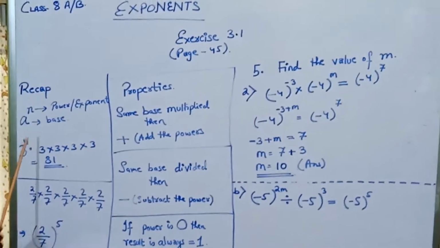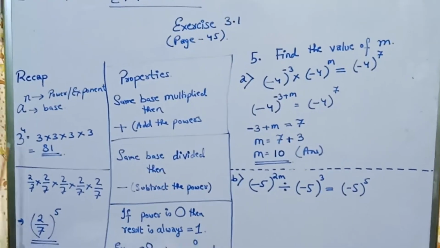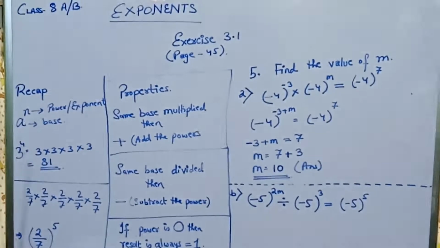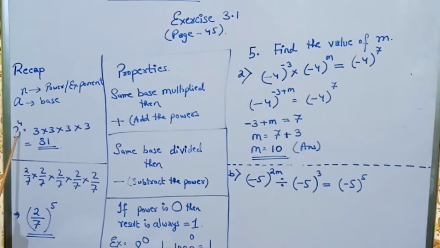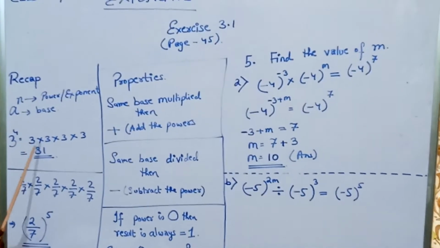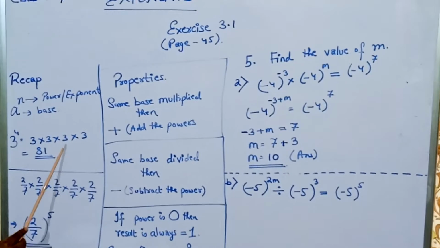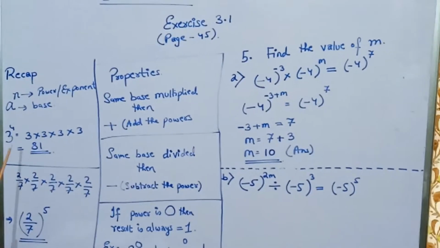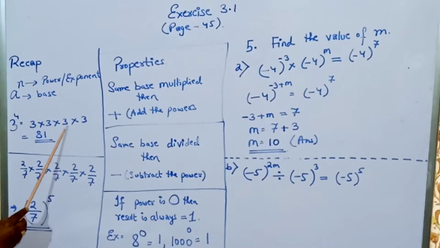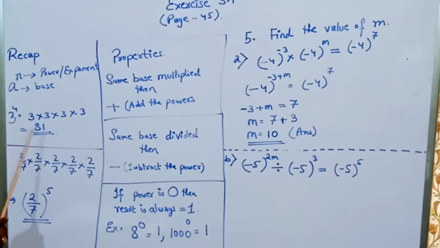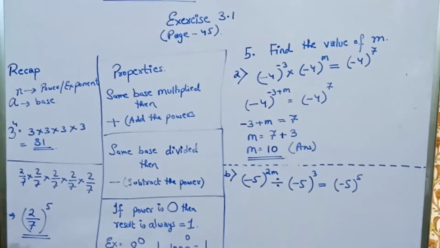Now n signifies the power. Say for example, it is 3 to the power of 4, which means 3 has to be multiplied 4 times. So 3 to the power of 4 is 3 into 3 into 3 into 3. That is, 3 3s are 9, 9 3s are 27, 27 3s are 81. And similarly, this is the expansion.